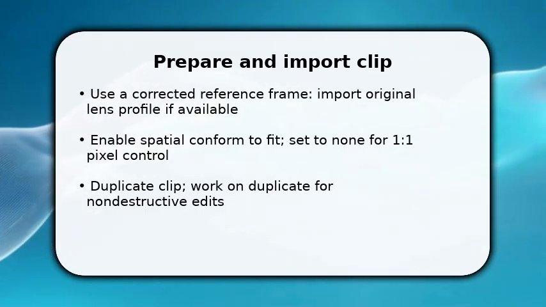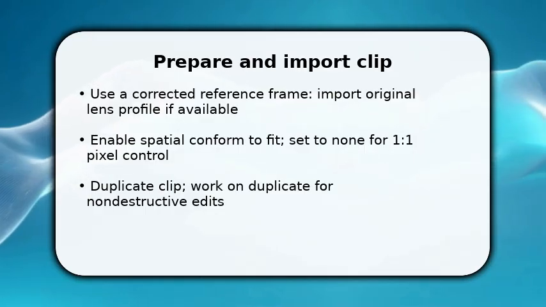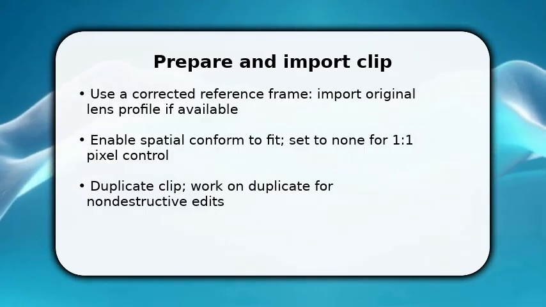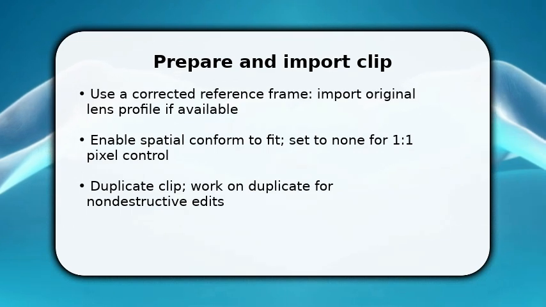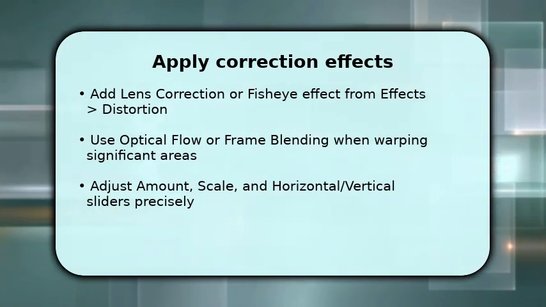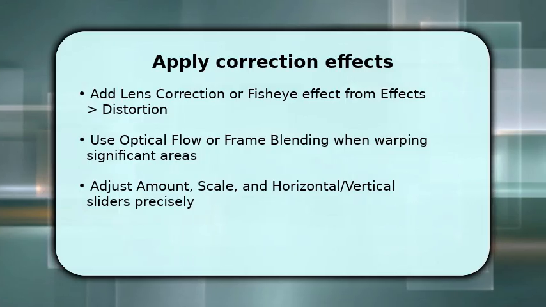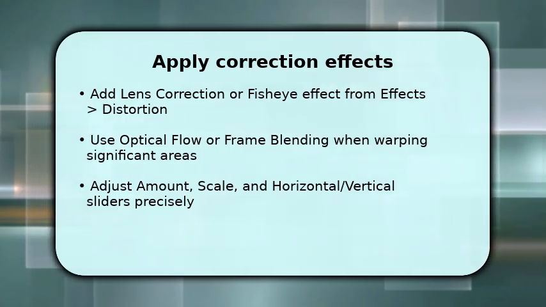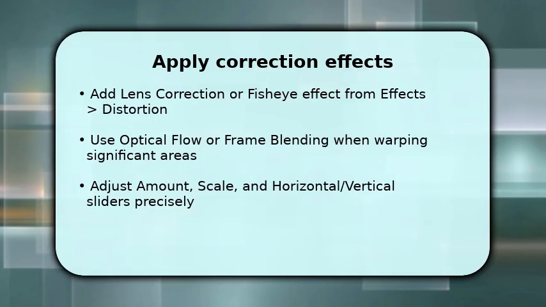Mismatches change distortion behavior. Now open the inspector so you can apply the corrective effects and see live parameter feedback while you adjust. Next, apply the lens correction or fisheye effect from Effects, Distortion, and drop it onto your duplicate clip. You control how much correction happens with the amount slider.